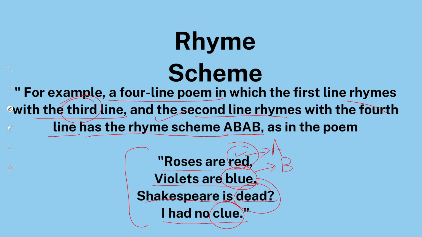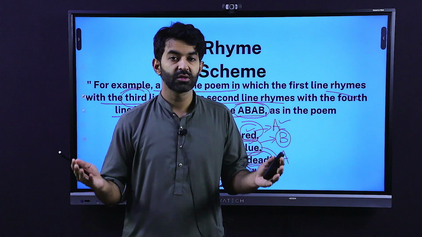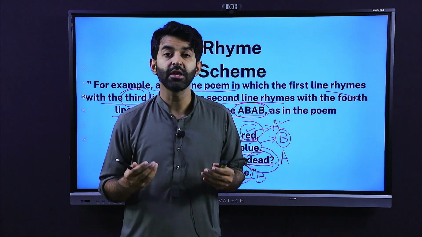Okay. Now, is the word dead rhyming with blue? No. It's rhyming with the word red. So I'll call it A again. And the word clue is rhyming with the word blue, which has the letter B. So we can call it B. So you can see that this is a 4-line poem and its rhyme scheme is A, B, A, B. This is the rhyme scheme of this 4-line poem. It's very easy. It's a pattern that we need to follow, students.